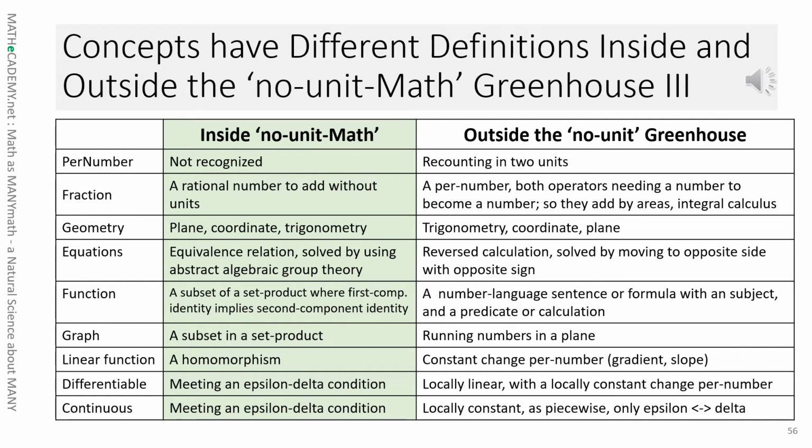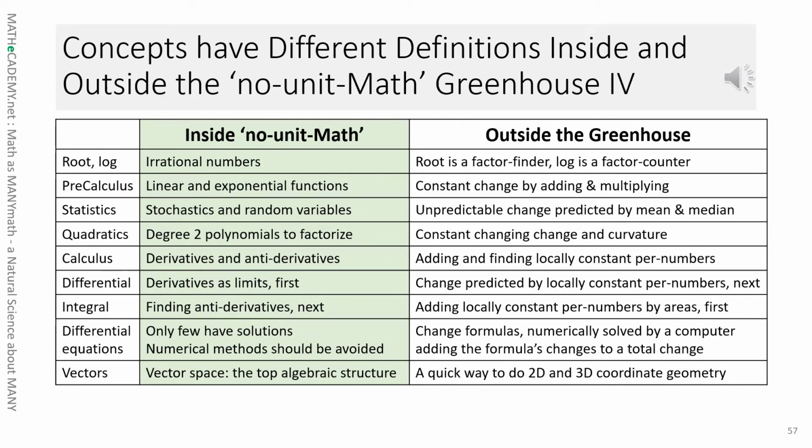Continuous. Inside, it is a function meeting an epsilon delta condition. Outside, it is a locally constant function, as a piecewise constant function, only epsilon and delta change places. Root, logarithm. Inside, they are irrational numbers. Outside, root is a factor finder, and log is a factor counter.